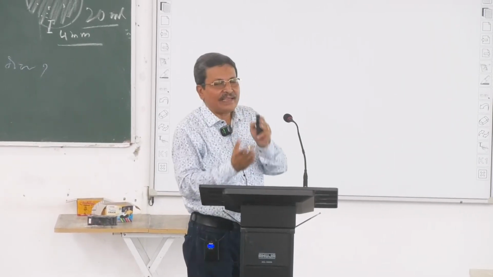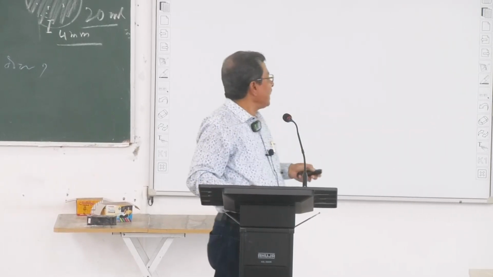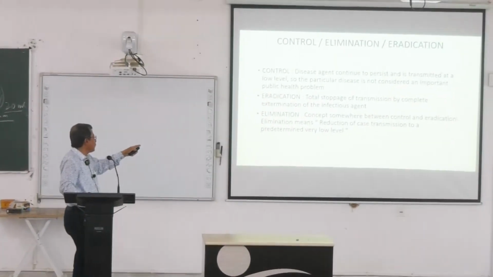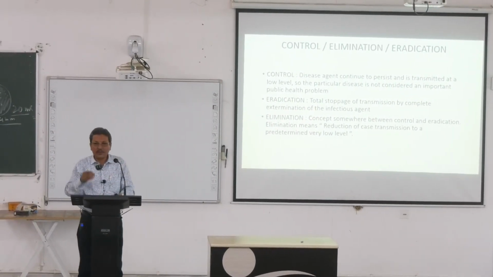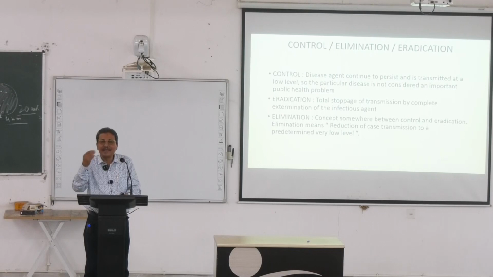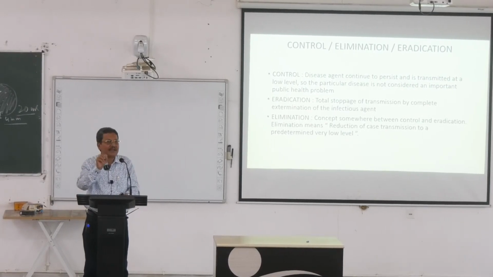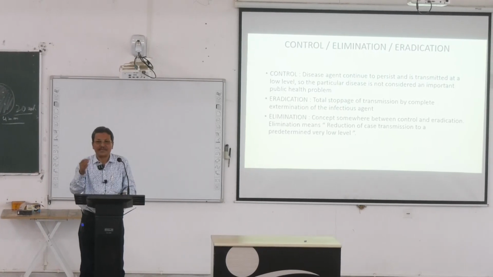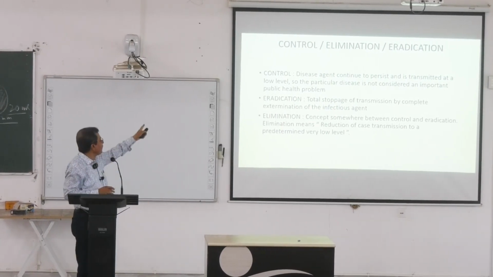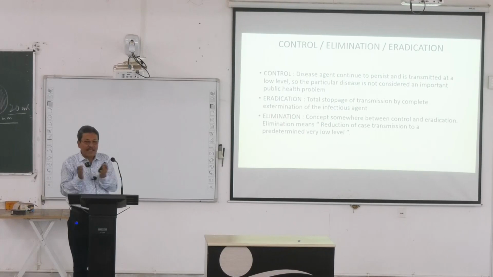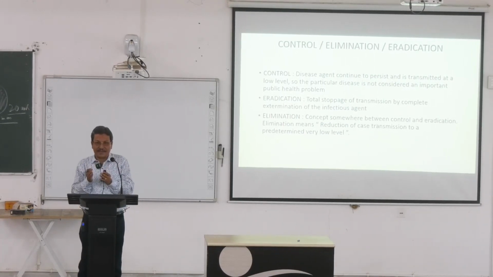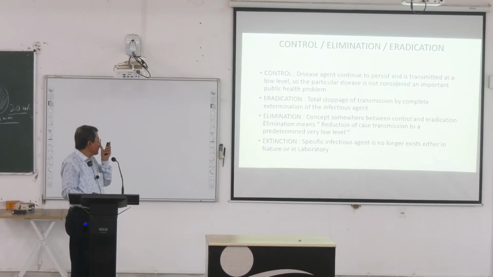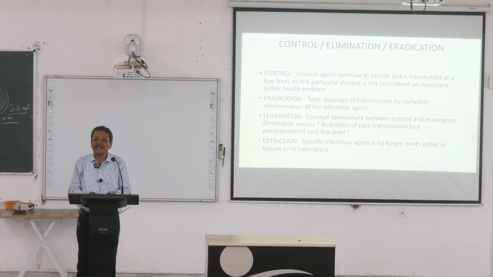Elimination lies between control and eradication, that is, reduction of case transmission to a predetermined low level. You give targets, saying I will bring it down to a low level, so you call it an elimination program. But mainly there are control and eradication, and elimination is a type in between. And there is another term called extinction, that is, the specific agent no longer exists in nature and not in the laboratory.